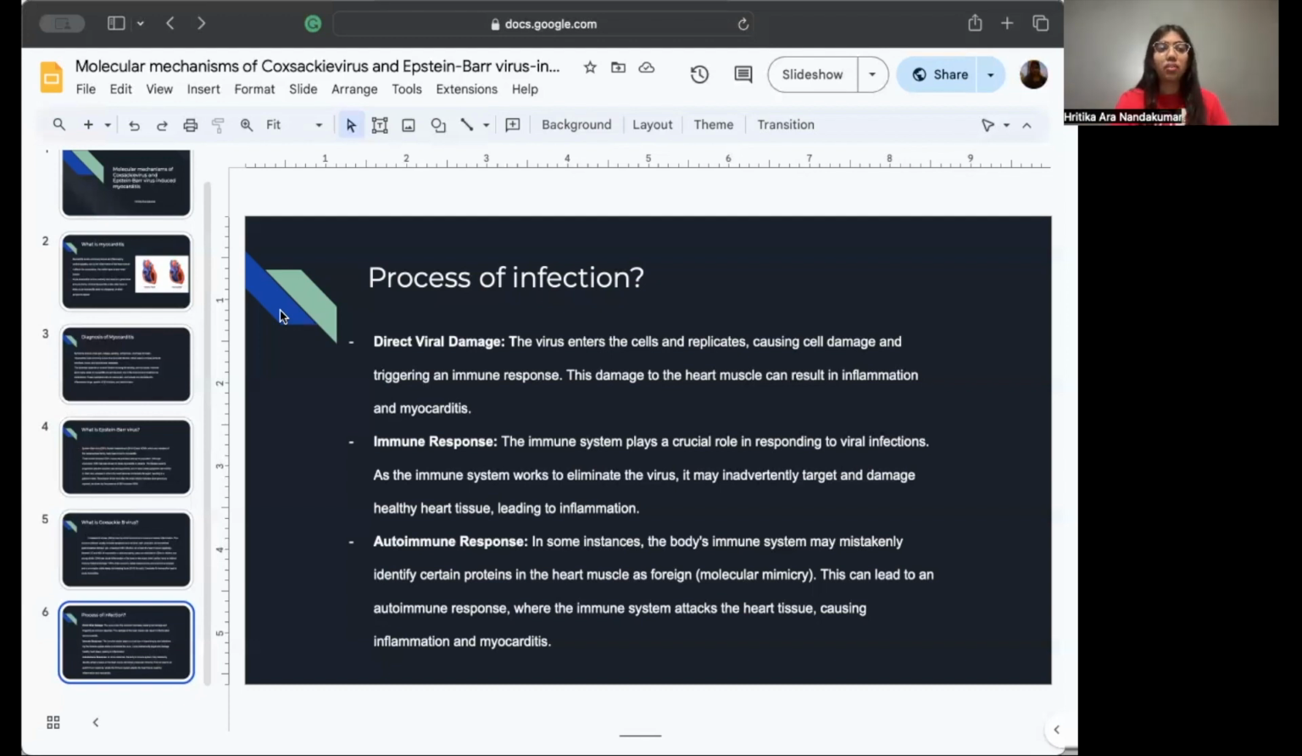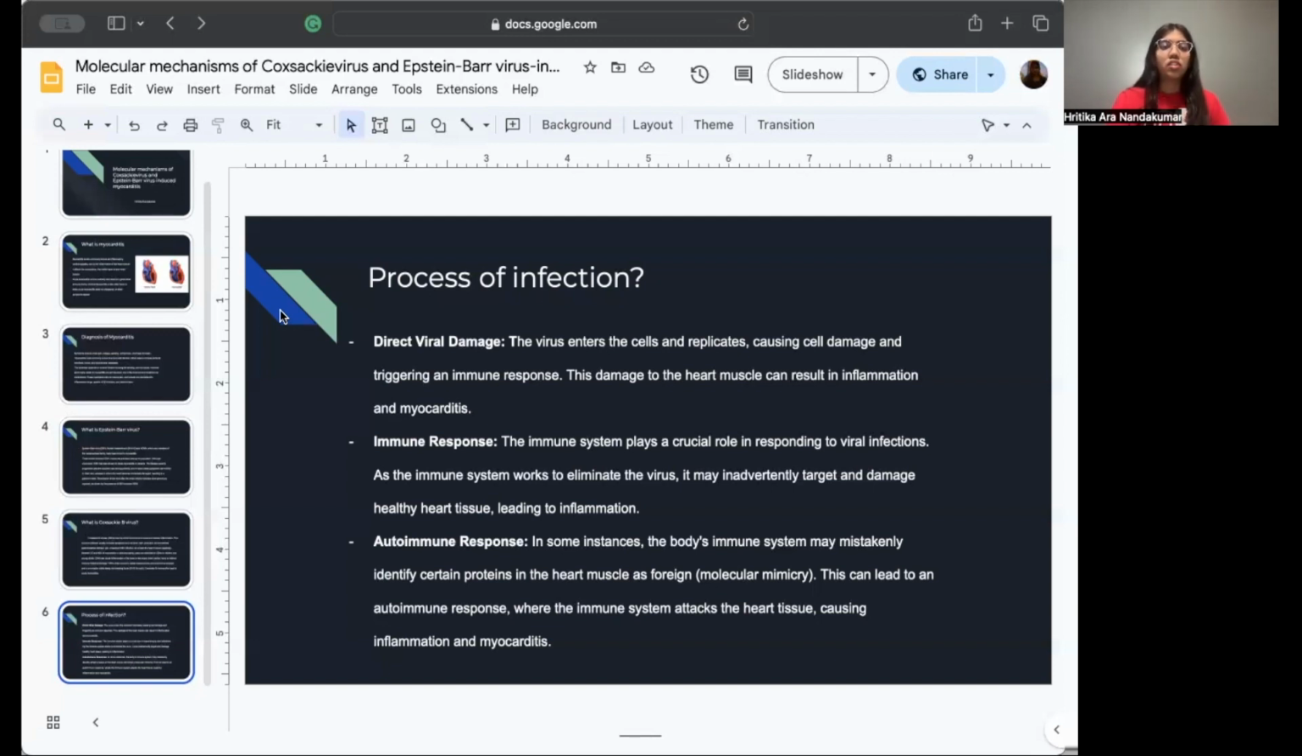The second one is an immune response. The immune system plays a crucial role in responding to viral infections. In some cases, the immune response itself can contribute to tissue damage as the immune system works to eliminate the virus. It may inadvertently target and damage healthy heart tissue, leading to inflammation.